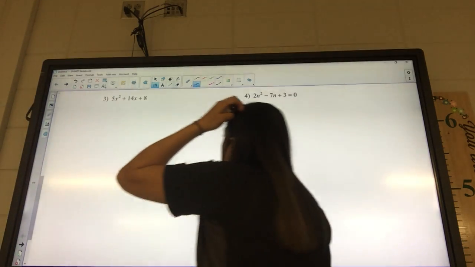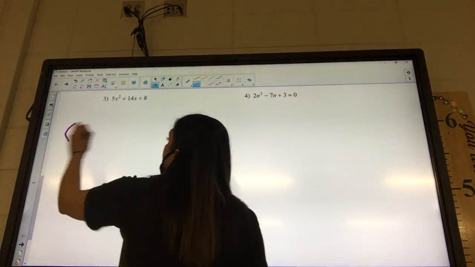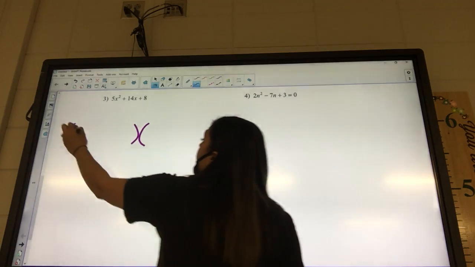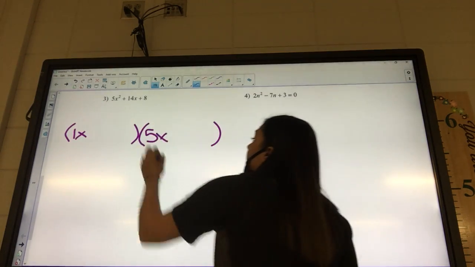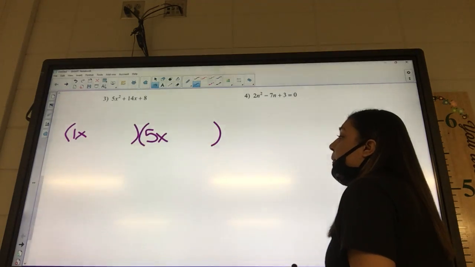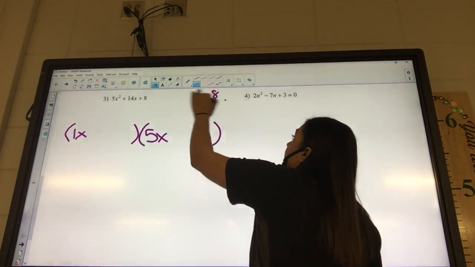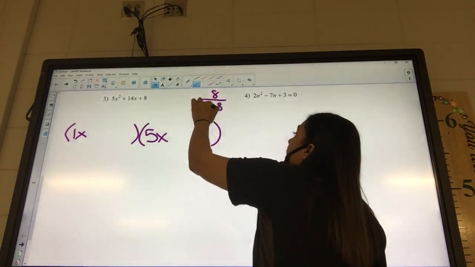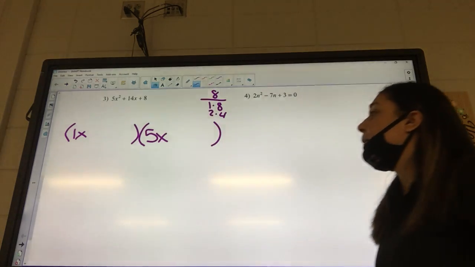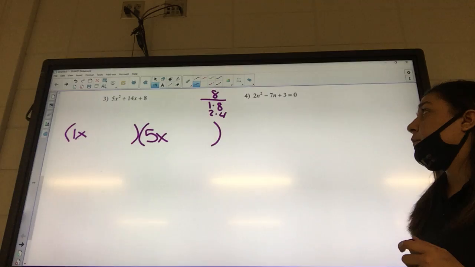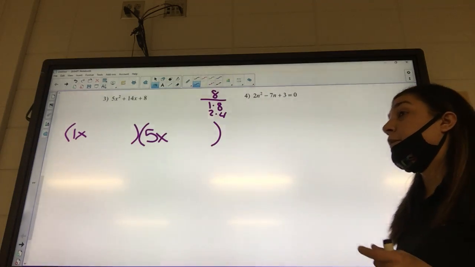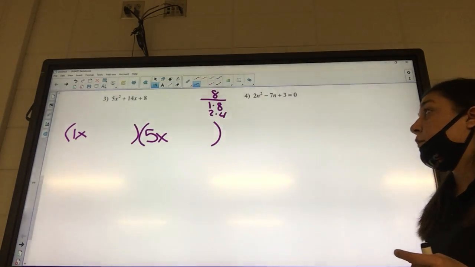Okay, look at number 3. Draw your parentheses. 1 and 5. Do we put the x's in front of them? X and x. And we find some factors of what? 8. What are factors of 8? 1 and 8. 2 and 4. What do you want to try? 2 and 4. 2 then 4? Yeah. Okay.